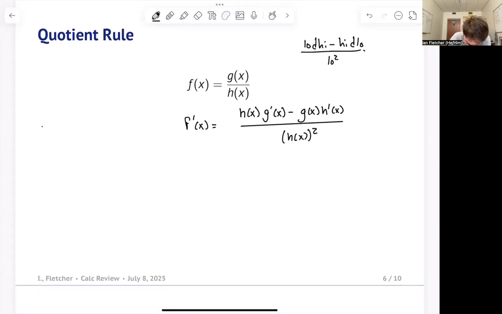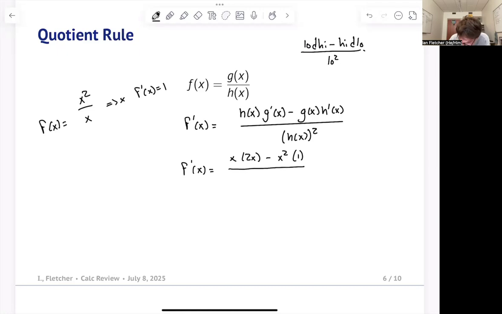If we have something like the same thing, let's say x squared over x, this would reduce to just x, and so our f prime of x should be 1. If we use the quotient rule, we take the bottom times the derivative of the top minus the top times the derivative of the bottom, all over the bottom squared. And so we get 2x cubed minus x squared minus x squared, over x squared, which should just be 1.